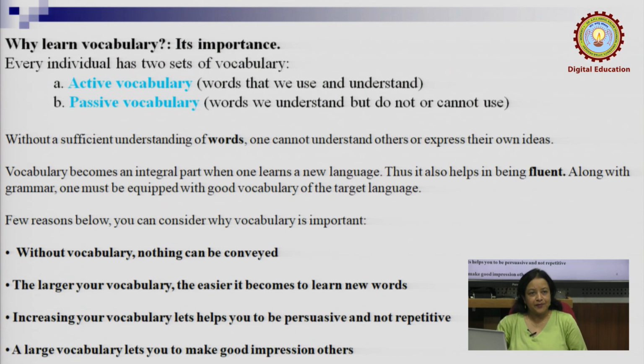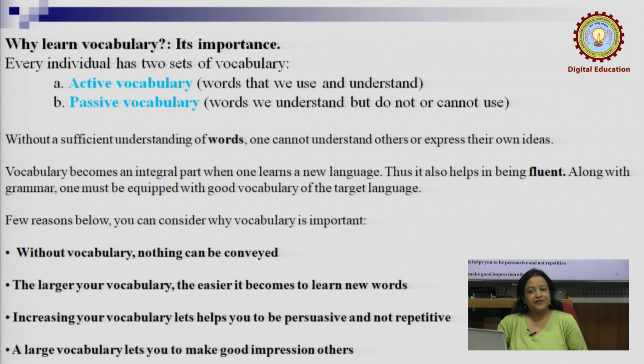In your own language, there are many words that you use regularly when speaking or writing. These words are part of your active vocabulary. And then there are many words that you understand when you hear them on television, for example, but do not use in everyday speech. These words are a part of your passive vocabulary.